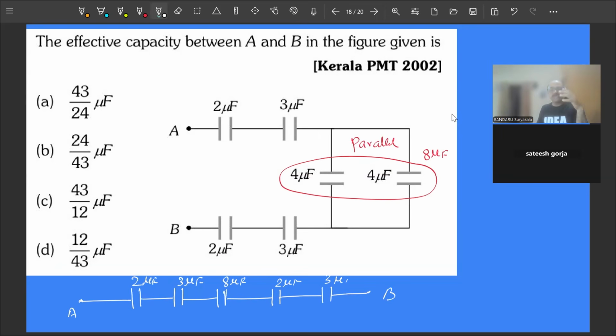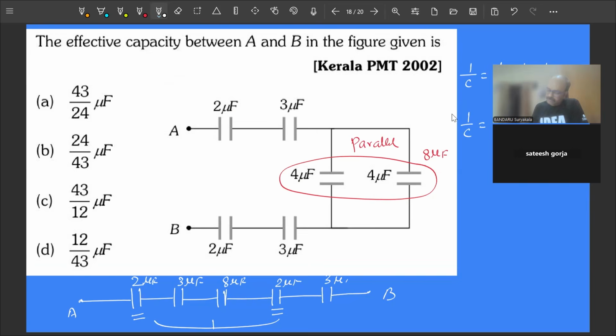Now instead of using 1 by C1, 1 by C2, 1 by C3, 1 by C4, see, these two are connecting in series. These two become 1, and 3 connected in series. Or otherwise we can use the formula: 1 by CS equals 1 by 2 plus 1 by 3 plus 1 by 2 plus 1 by 3 plus 1 by 8. I think I forgot 1 by 8. Yes, yes.